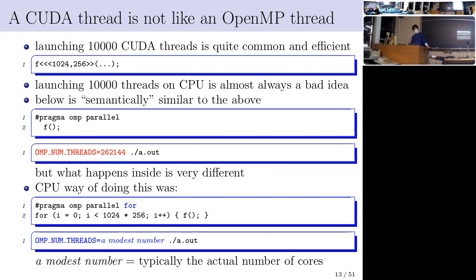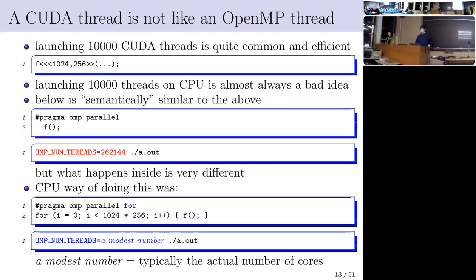So how is it different? In the shortest terms, launching something like 10,000 or even 100,000 CUDA threads is indeed a quite common programming idiom you have in CUDA. So you are not surprised at all by looking at something like this. You create something like 256,000 threads, all doing this function F.